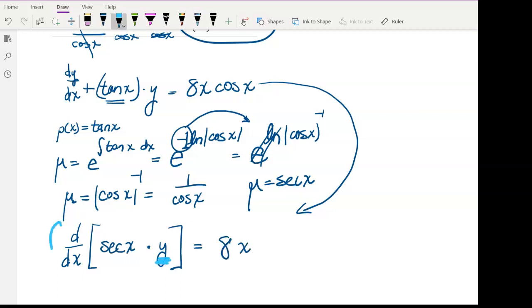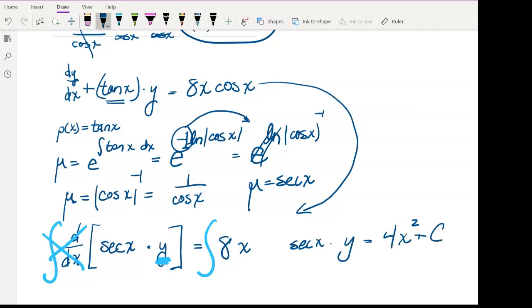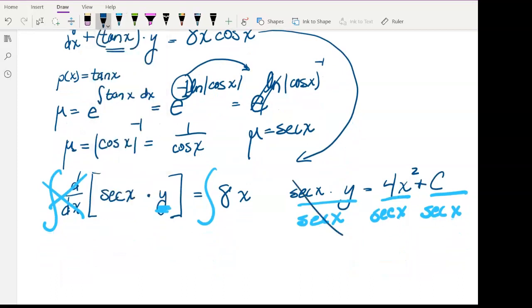Our goal here is to solve for y. Now we're going to integrate and then we're going to divide. So those guys will cancel. We get secant x times y equals 4x squared plus c. And to solve for y, we'll divide everything by secant x. And remember, if you do every single term individually, there will be less room for error. Secant in the denominator is equal to cosine in the numerator. So I've got y is equal to 4x squared cosine x plus c cosine x. This is our general solution.